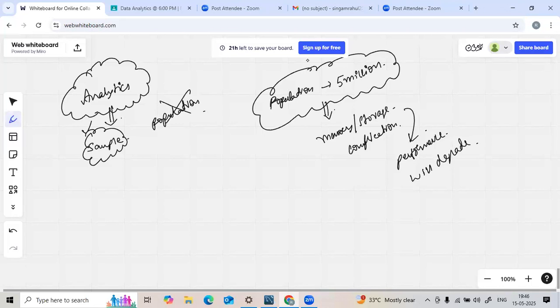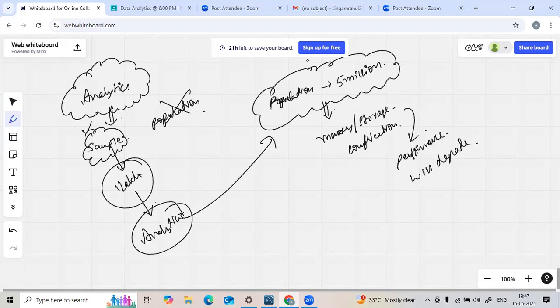But if you take a small sample out of your population and perform your analytics on that sample, say 5 million rows are there, 50 lakh rows, no problem. I'm just taking a small portion out of your population. Assume that 1 lakh rows you are extracting, and on these 1 lakh rows you perform your analytic tasks. Based upon that analysis, you predict for your entire population. This is how it usually works.